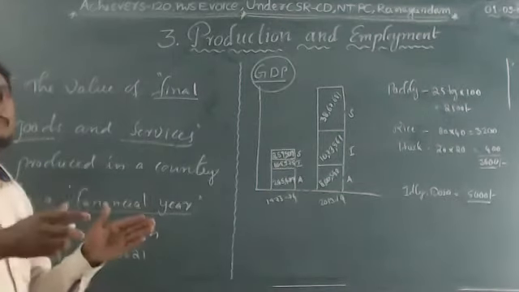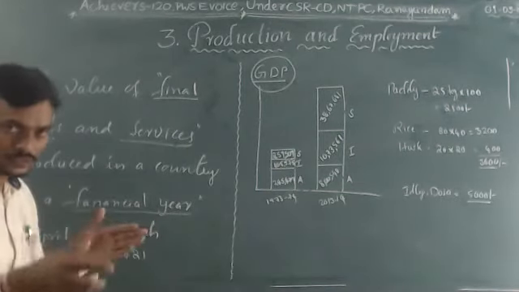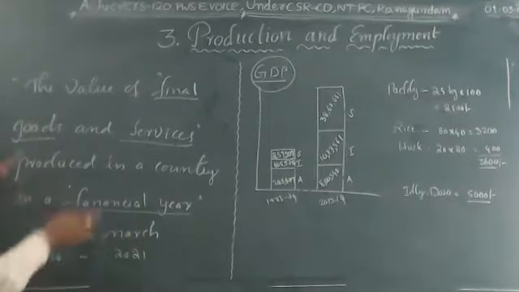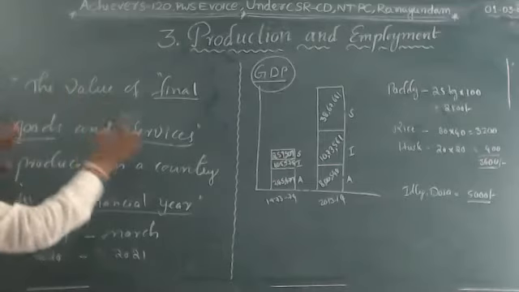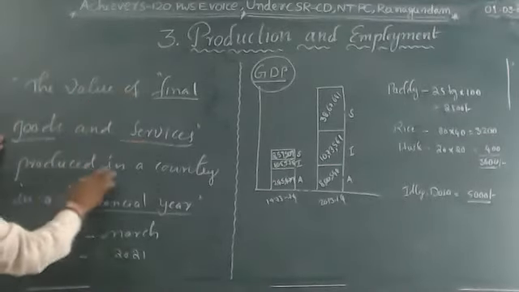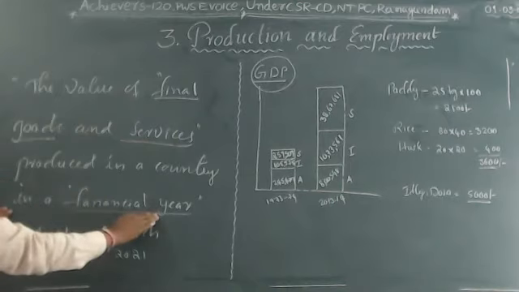There the goods and services produced. That year is called financial year. Clear? So you have to define what is GDP. What does GDP mean? The value of final goods and services produced in a country in a financial year.